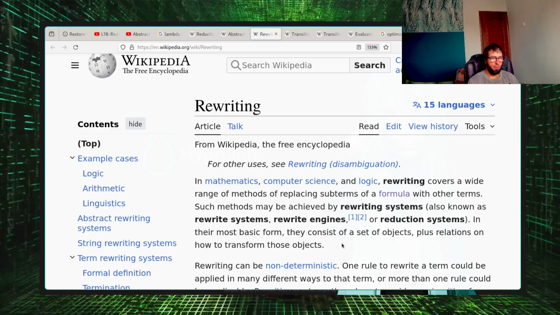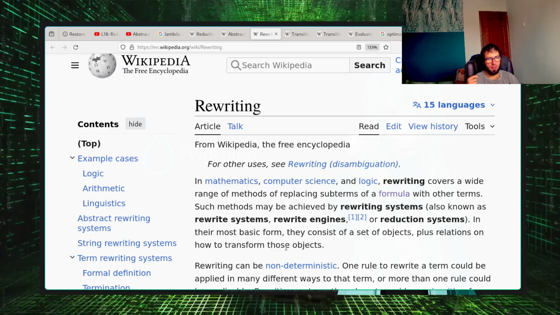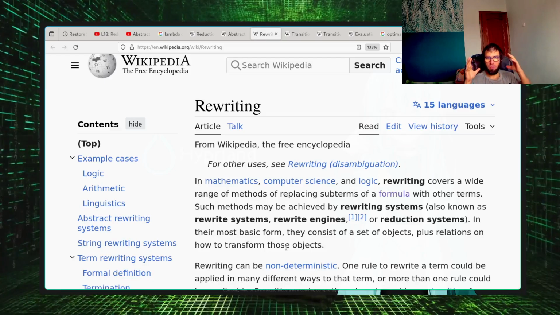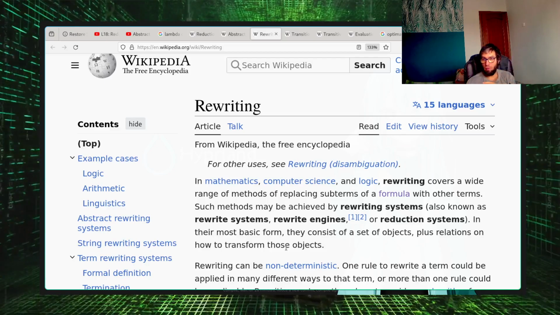In the most basic form, they consist of some set of objects, some set of terms, for example, and some set of relations on these objects or on these terms. They describe how one can replace one term with other terms.